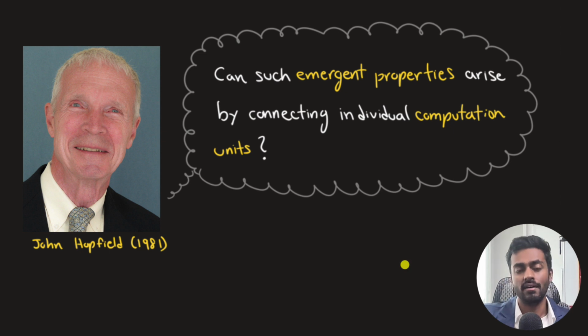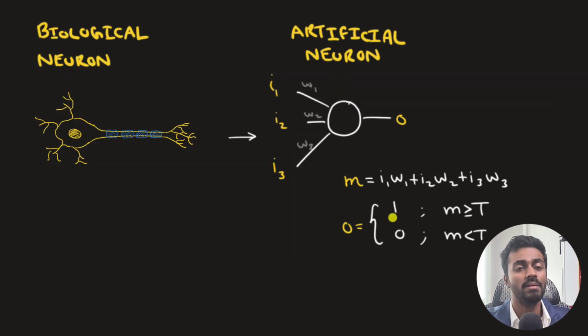And so, John Hopfield in 1981, who was a physicist, posited this question: can such emergent properties arise by connecting individual computation units? And what he meant by this was that, let's say, instead of a biological neuron, we take an artificial neuron. This is specifically the McCulloch-Pitts neuron, which has some inputs, some weights, and an output. And this output is going to be thresholded by a binary threshold value, where it'll fire if it's above some threshold, and it will not fire if the sum of products is below a certain threshold.